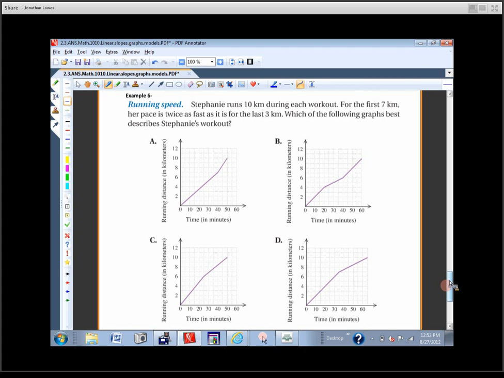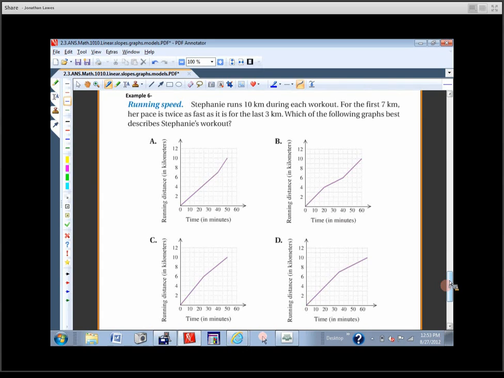Okay? So which of the following graphs best describes Stephanie's workout? There's no work here. There's no slopes to compute. It's just looking at it and figuring out, given this situation, which one describes what's going on? Zach's got an answer. Anybody else? John, Ari, McKay, Sid, Chrissy, Elaine, Parker, Amelia. McKay, which one is it? D? McKay says D.